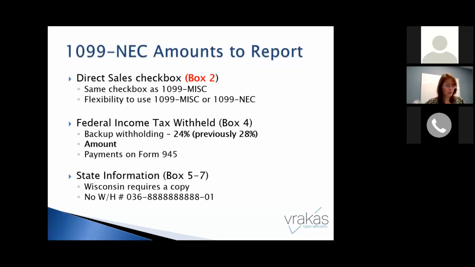So then after you've completed box 1, like I said, box 2 is new this year. So that is your direct sales checkbox. But then box 4 is the withholding, the federal withholding amounts. And again, it can be any dollar amount. And then box 5, 6, and 7 are the state information. And the same thing goes for the NEC as goes for the 1099 miscellaneous. Where is the service performed? That is the key to completing those boxes on the bottom.